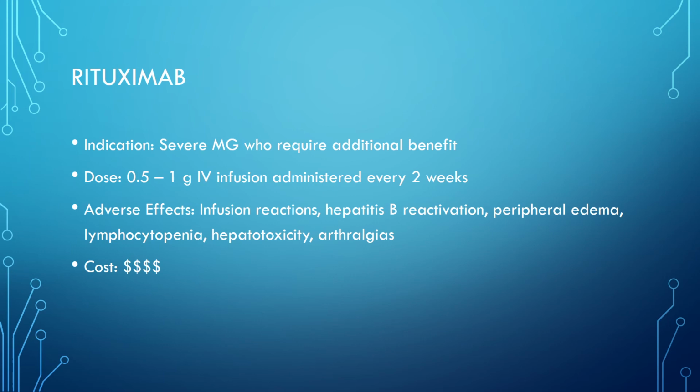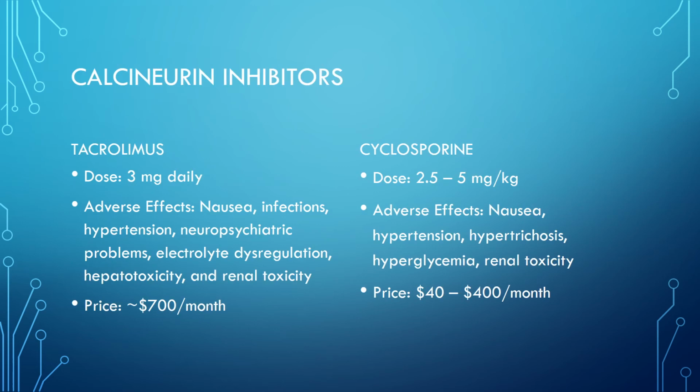Then we have our rituximab, and this is severe myasthenia gravis patients who require even more benefit. So if they're on mycophenolate and that's just not working, we go to this next. And this is an IV infusion. I'm not going to spend too much time on this. I would just know that you have infusion-related reactions, and we do worry about hepatitis B vaccination, so we do want to screen these patients for Hep B, but you're not going to see this outpatient. This is going to be in an infusion center.